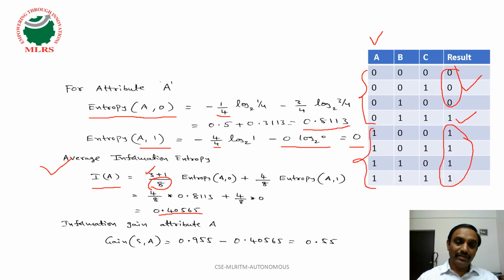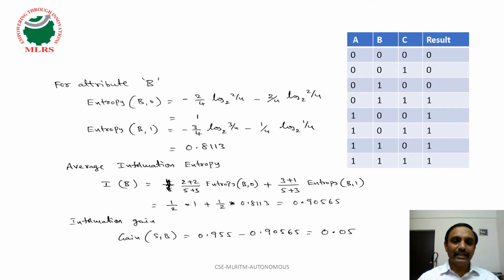After that, we take the information gain of attribute A. The information gain is the total entropy minus the average information entropy. So 0.955 is our total entropy minus 0.40565. What value are we getting? 0.55.